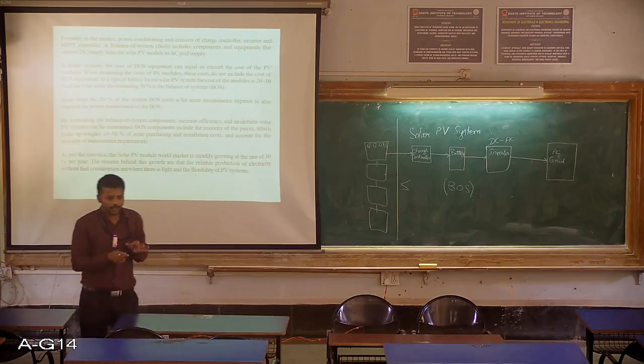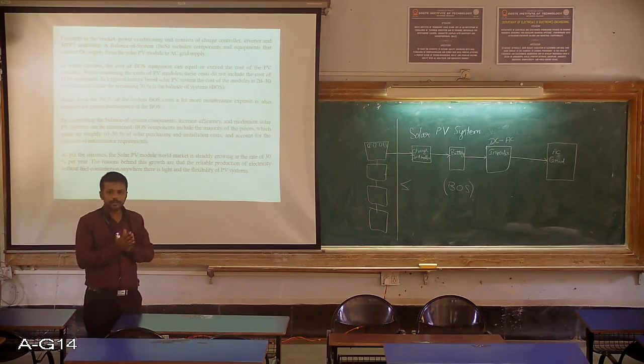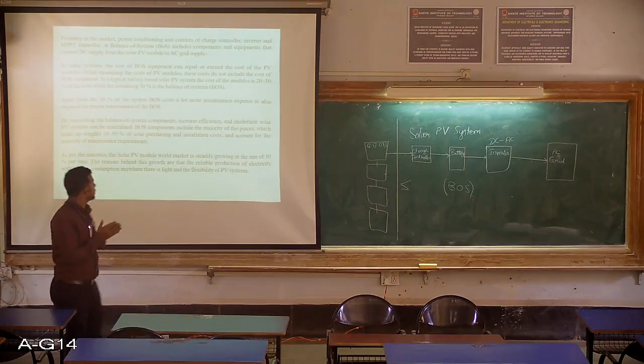So if the solar PV cost is 1 lakh, then nearly 1 lakh cost only it will be involving for the BOS system or the BOS equipment. So that is what the meaning of this.